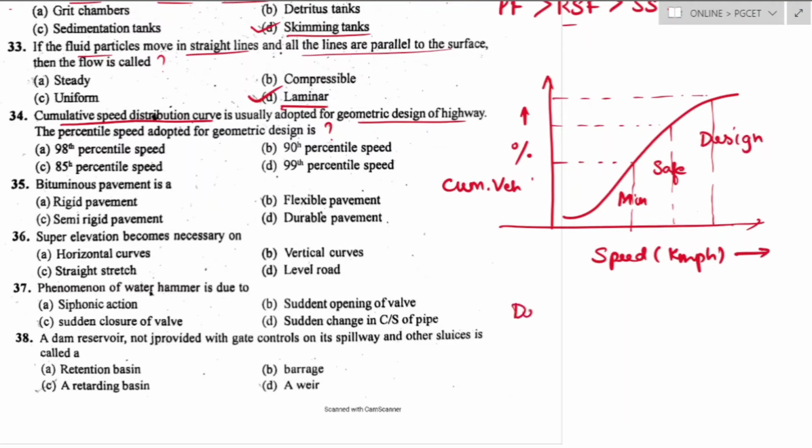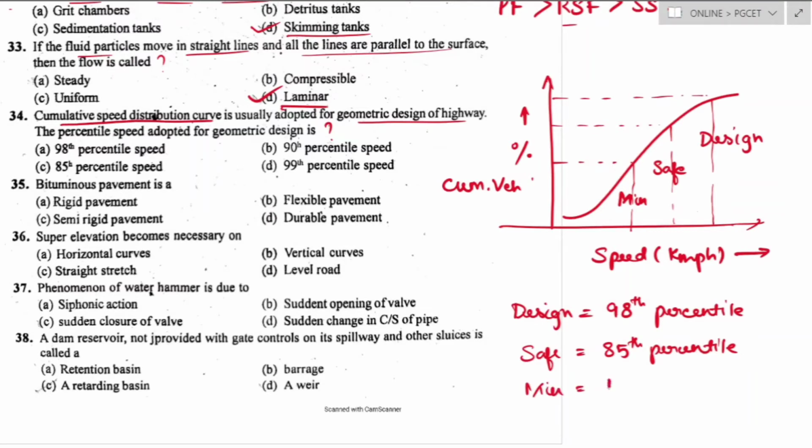For a design speed, it is taken as the 98th percentile, and for safe speed it is taken as the 85th percentile, and for minimum speed it is taken as the 15th percentile. For the geometric design, the percentile speed is option A, that is 98th percentile speed.